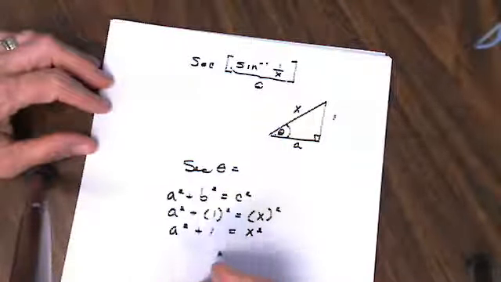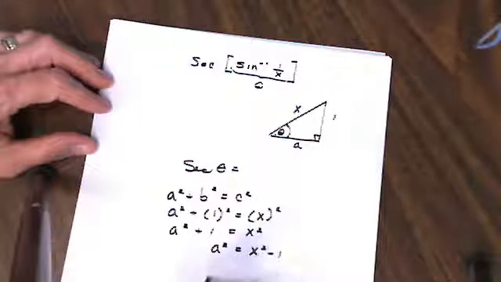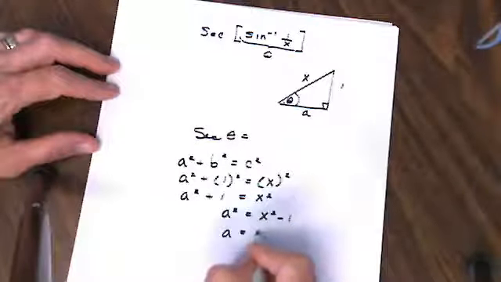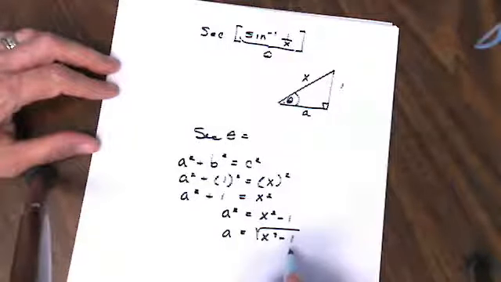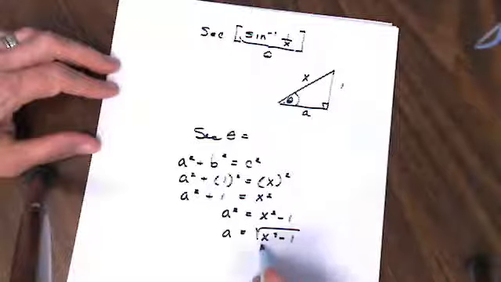I'm going to get a alone on one side of the theorem, so I get x squared minus 1. Now I'm going to take the square root of both sides, and I get a is equal to the square root of x squared minus 1. Can I take the square root of x squared minus 1? No. This polynomial can be factored, but it doesn't have two identical factors. x squared minus 1 factors into x plus 1 times x minus 1. Since those factors aren't identical, I can't take the square root of x squared minus 1, and I'm going to leave it like it is.